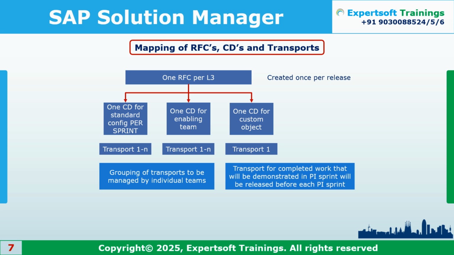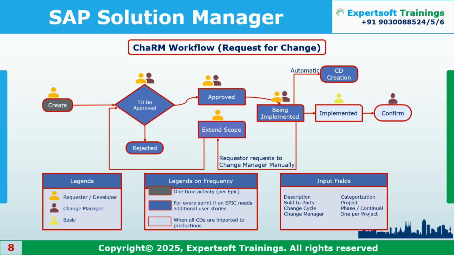For each RFC, we can create more change documents. Just like one RFC for standard config, one RFC for any one change document, any change documents. We can create a number of transports for each change document. Okay, it's a subset. For one RFC, you can create multiple change documents, and for one change document, you can create multiple TRs. Okay, this is all about that.